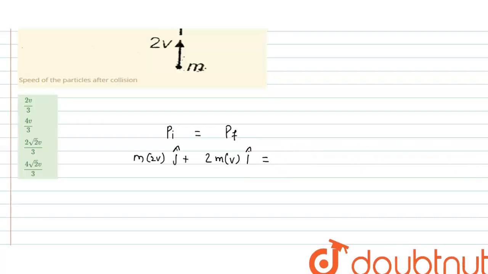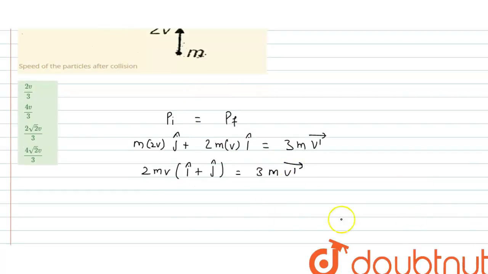And final linear momentum: since the total mass of the system is 2m plus m, 3m, and let's say the final velocity is v dash, so 3m into v dash. We have to find this v dash velocity. So from here, 2mv (i cap plus j cap) is equal to 3m v dash vector.